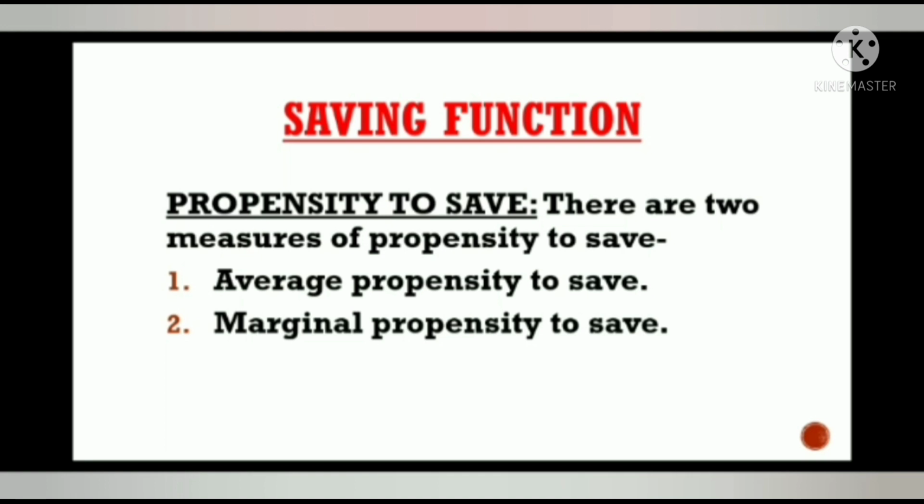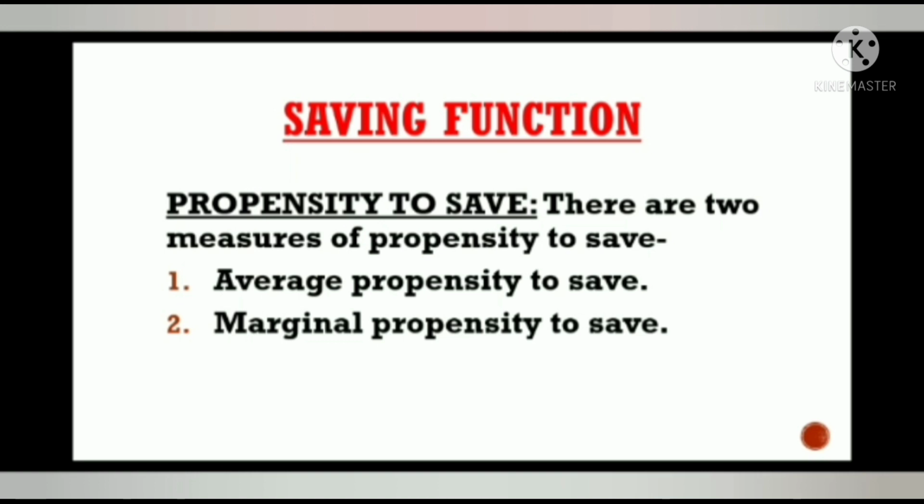Average propensity to save can be 0 at a break-even point where C equal to Y, hence S equal to 0. Then average propensity to save can be negative at income levels which are lower than the break-even point. Average propensity to save can be negative when consumption exceeds income. Average propensity to save rises with increase in income.